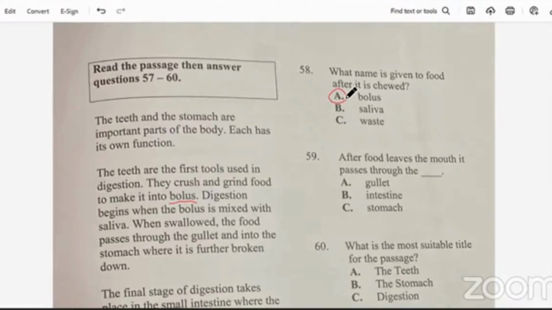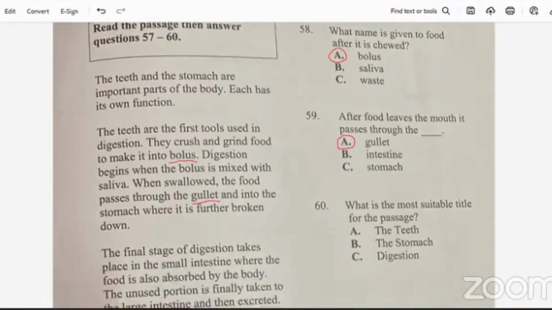Question 59. After food leaves the mouth, it passes through the gullet, intestine, or stomach. So the bolus is mixed with the saliva. When swallowed, it passes through the gullet. So this is where it goes next. It passes through the gullet after leaving the mouth. The answer is A.